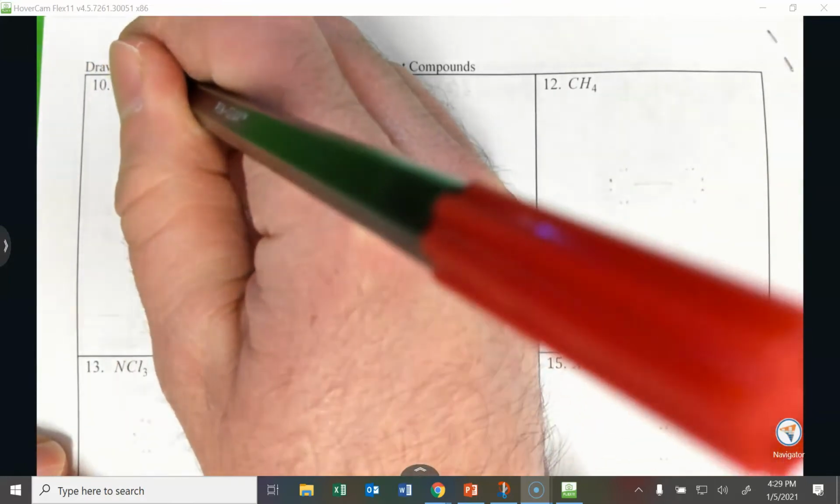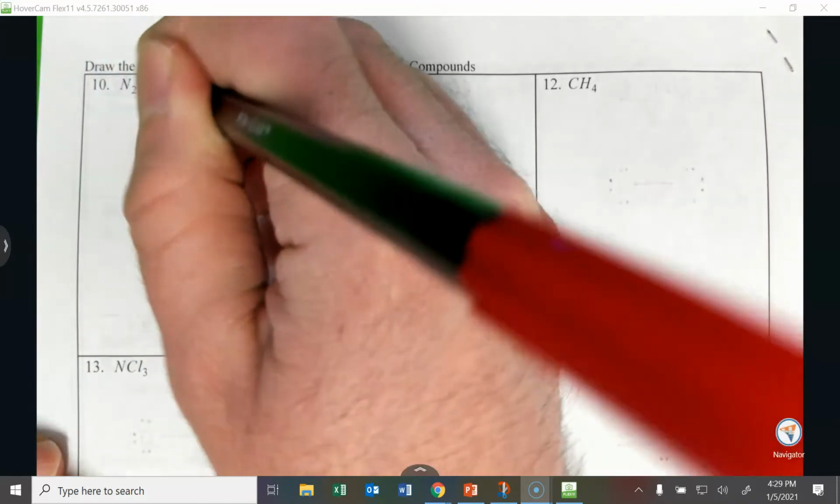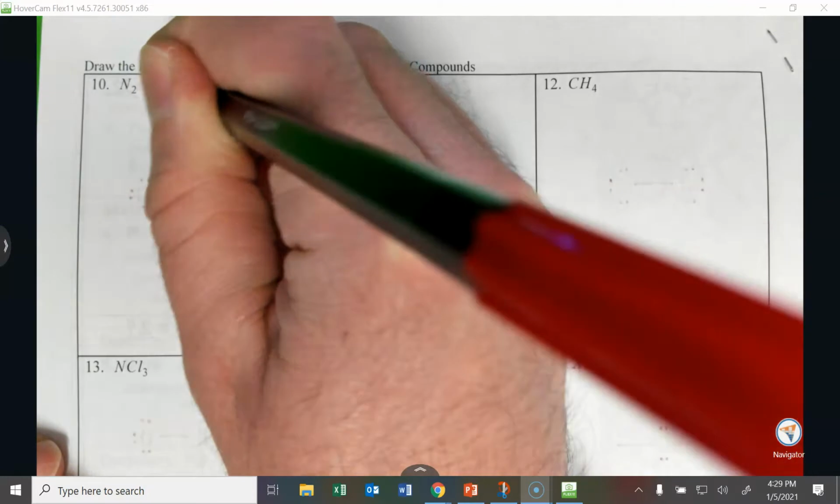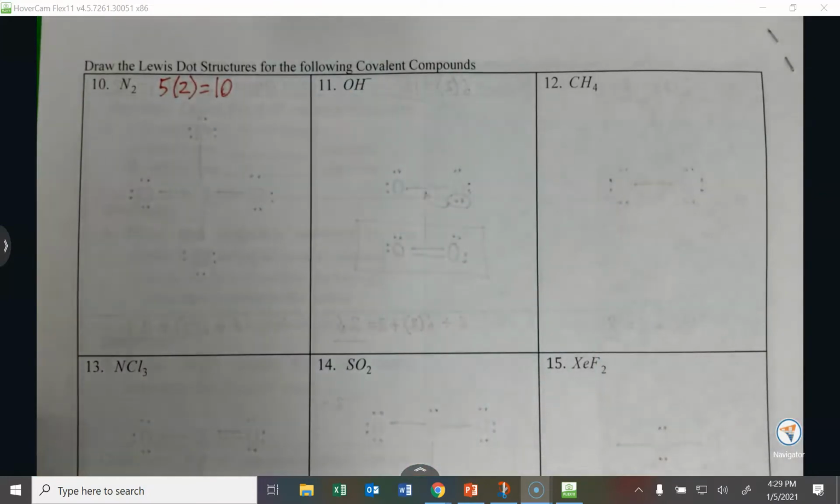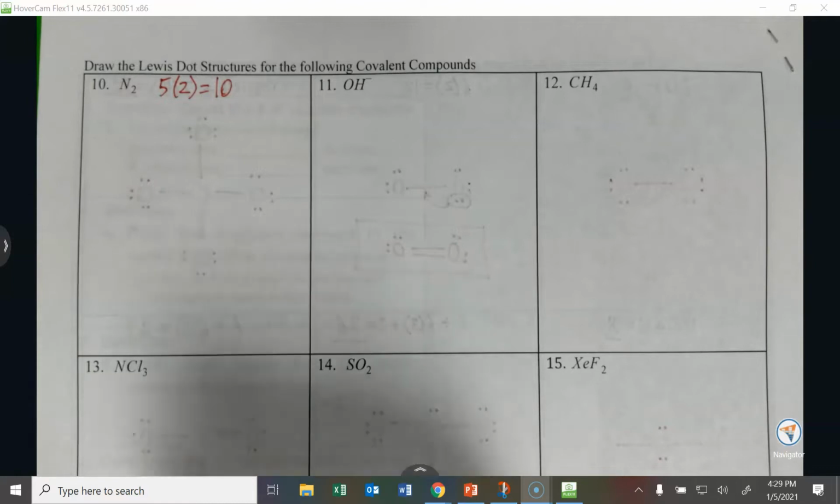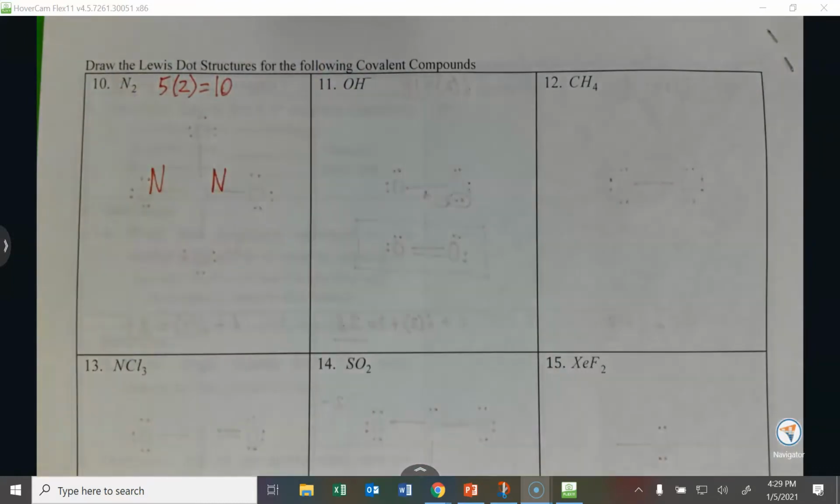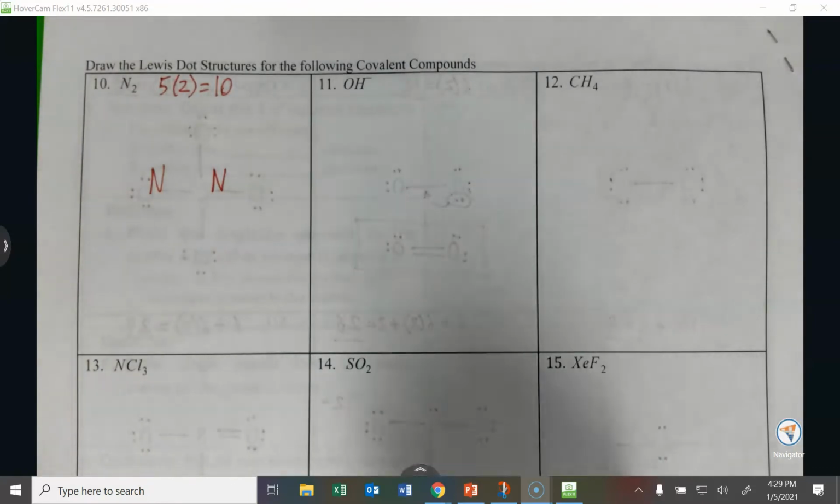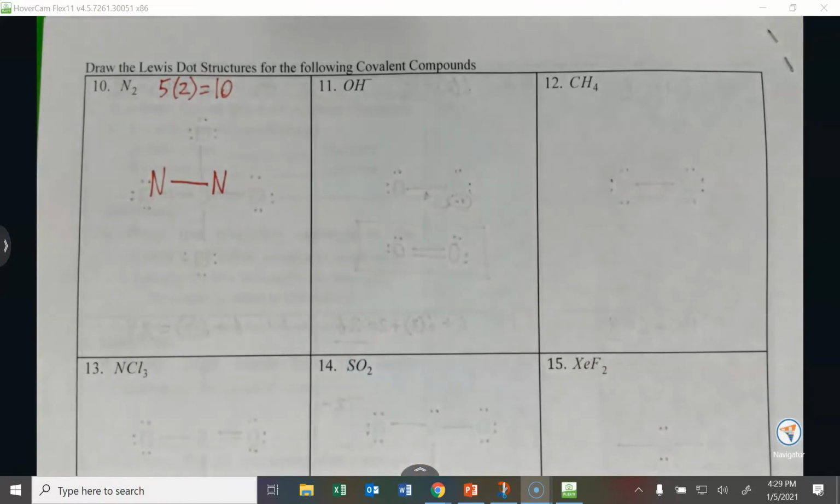So we start with our valence electrons. Nitrogen is in group 15, so it's got 5 valence electrons. Multiplied by 2, we end up with 10 valence electrons to work with. I'm going to put 2 nitrogen atoms because this is N2. I don't need to worry about the central atom or outer atoms because it's just 2 atoms connected by a line. That's our skeleton. Okay.